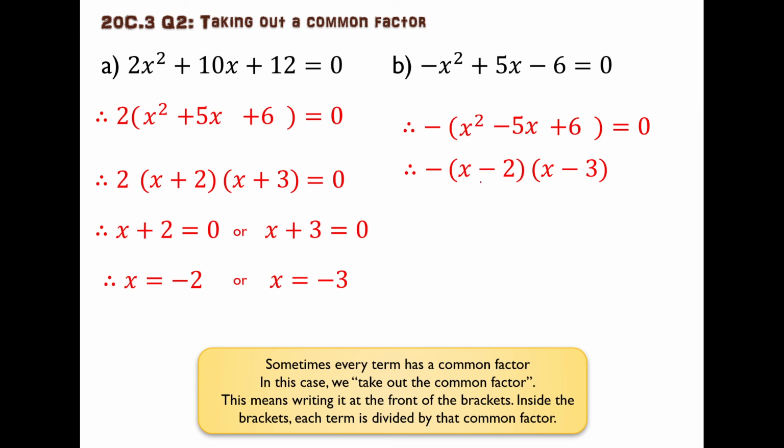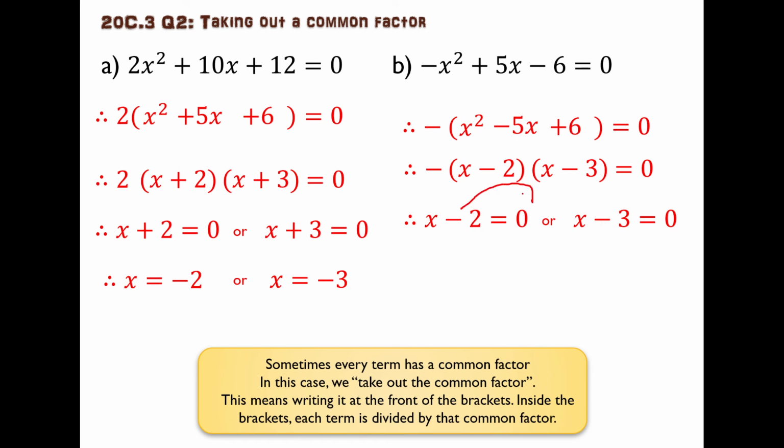These are the magical numbers that if you add them, negative 2 take 3 equals negative 5, you get the sum. And if you multiply them, negative 2 times negative 3 is positive 6. So the product works as well. So that equals 0. Now I can use the null factor law. Either negative 1 is 0, which is impossible, or x minus 2 is 0 or x minus 3 is 0. So now I can solve this equation, same kind of thing.